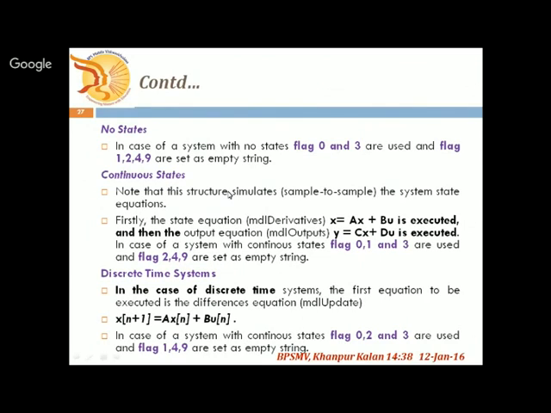In case of a continuous system, flag 1 is used, which is used to update continuous states. So the flags used for a continuous system are flags 0, 1, and 3. And for a discrete system, the flags used are 0, 2, and 3.